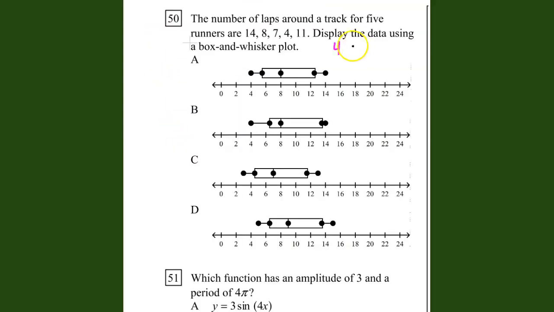Let's go to number 4, 7, 8, and then 11, and then 14. So we're looking at a min of 4, max of 14, and a median of 8. So we can look at all of these and pretty quickly eliminate C and D because the min and the max don't match. The median's 8, so the two remaining ones all have the same min, median, and max.